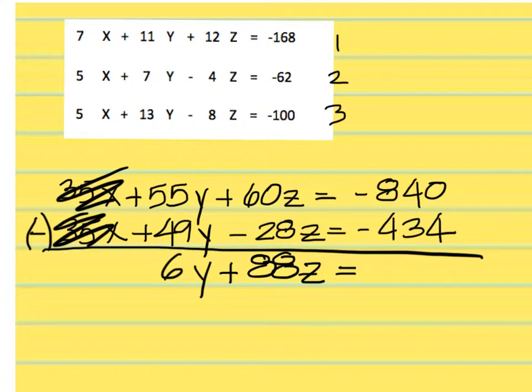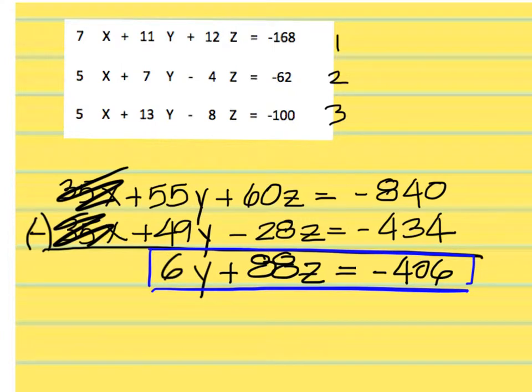And then you have a negative 840 minus a negative 434. That'll be a negative 406. You're going to hold that where it's at. This equation is going to stay the way it is and where it's at for right now.